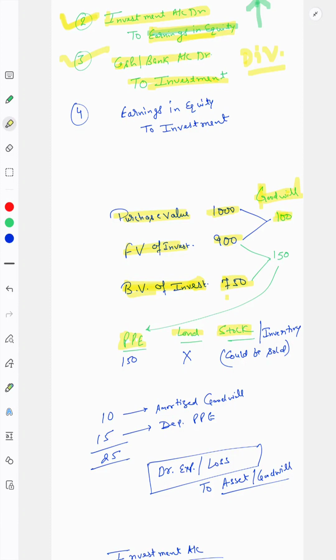Okay, so the thing we have to understand here is that property, plant and equipment is something we depreciate over a period of time. Like in a question they will mention to depreciate over 5 years or 10 years. So accordingly you have to amortize or depreciate it. Okay, land doesn't depreciate. The land value will not amortize, it will not depreciate. Okay, if the company is having stock or inventory, this could be sold.